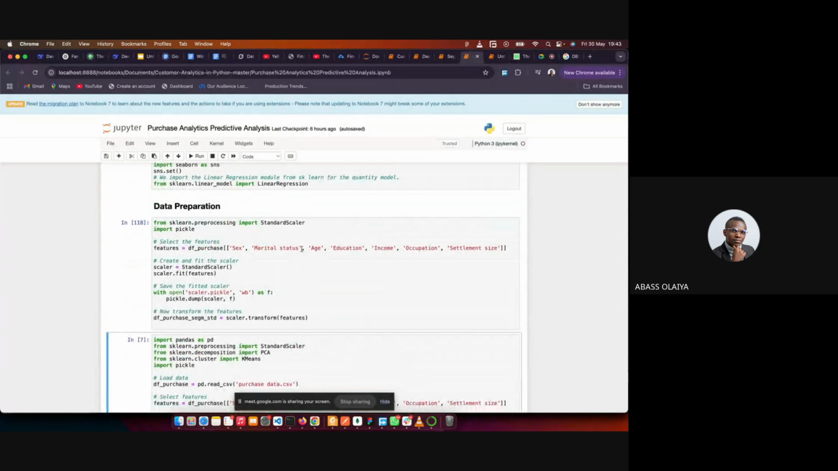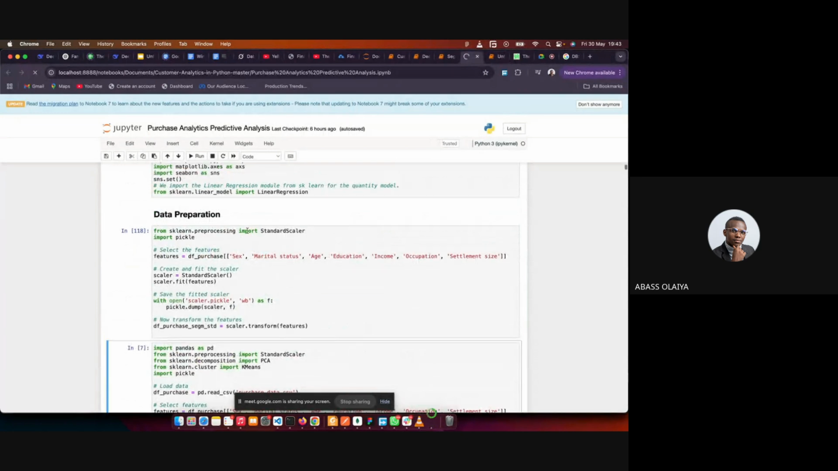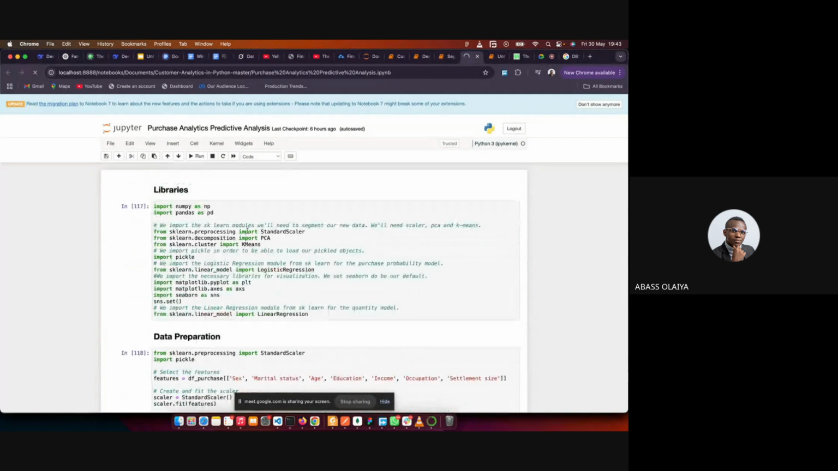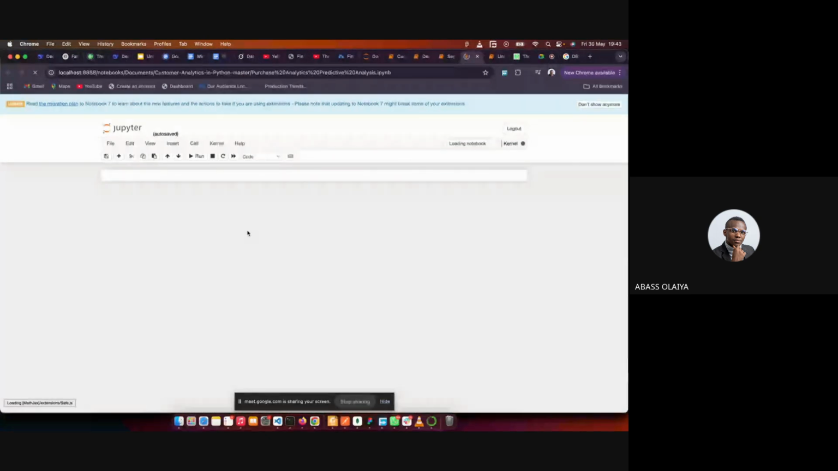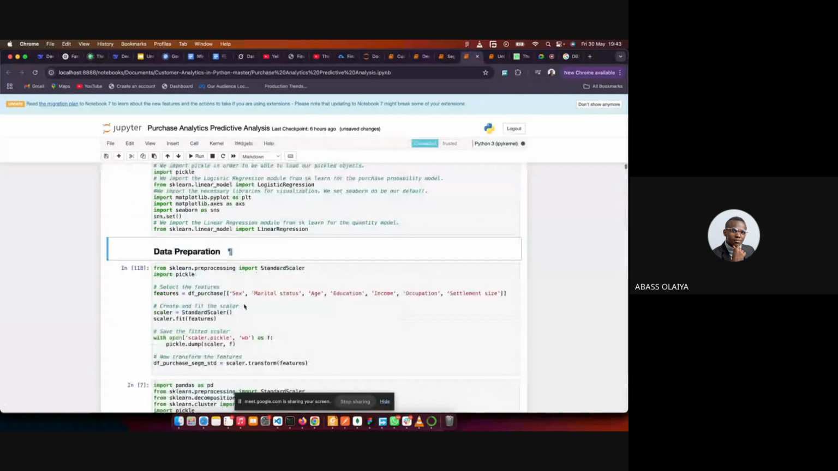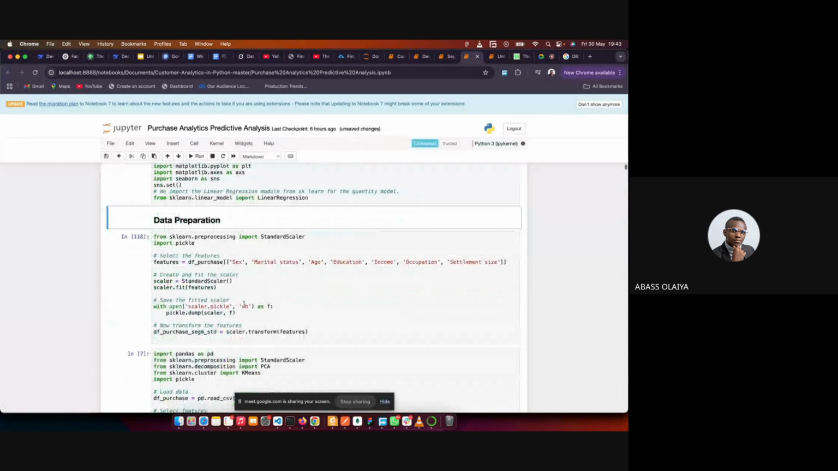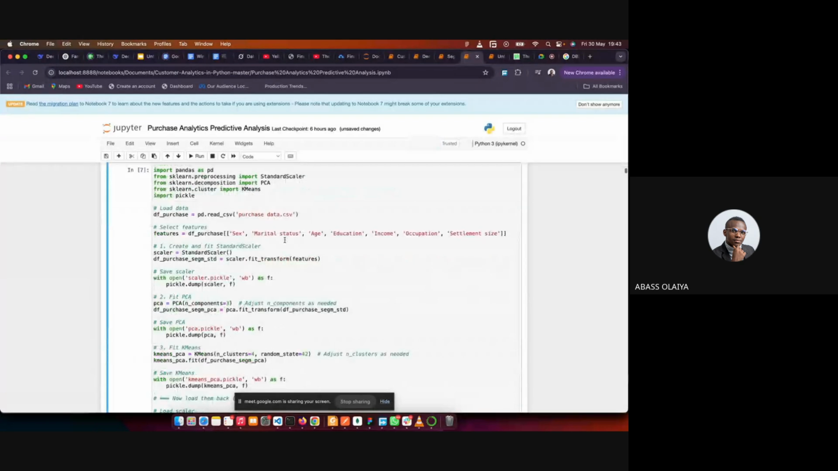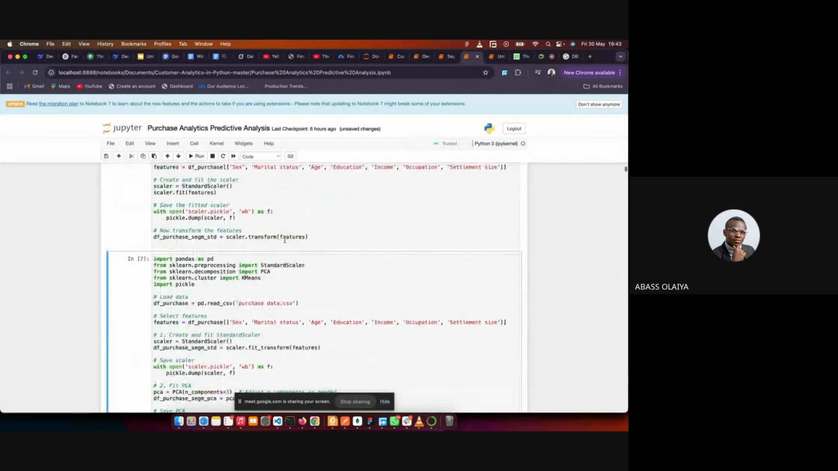Here we are doing, let me just restart this. Okay, here we are importing our libraries. We have a number of libraries here. Don't worry, I'll just gloss through this notebook because it's actually a bit long. Then data preparation. Here we are importing our data and preparing it for analytics, basically.